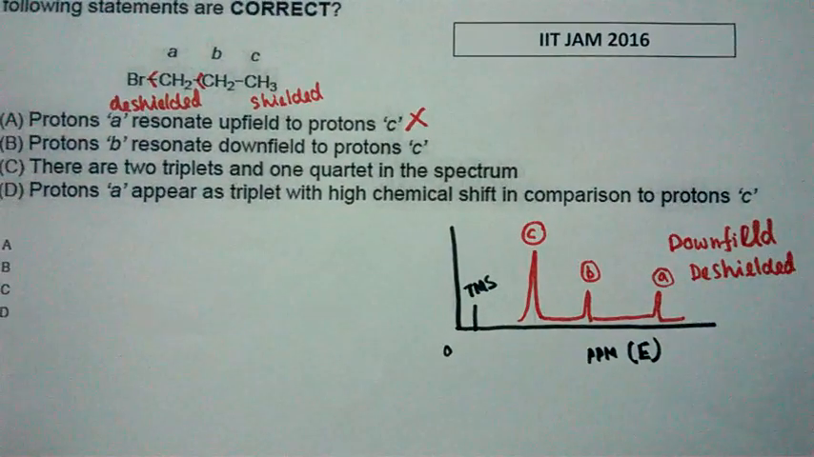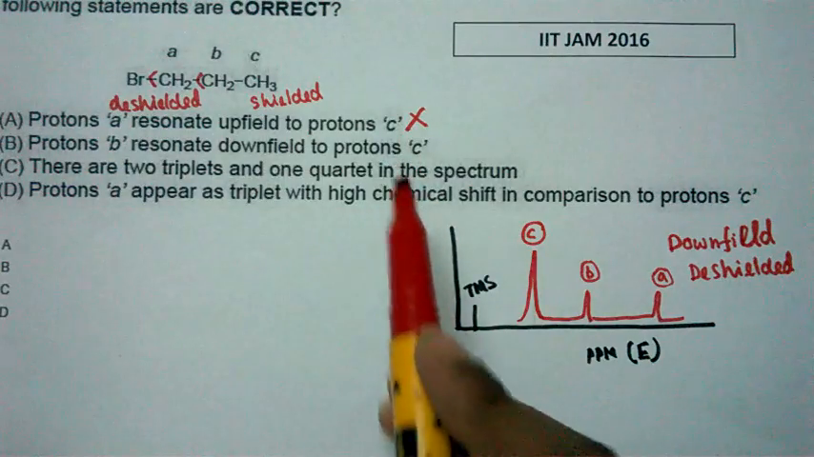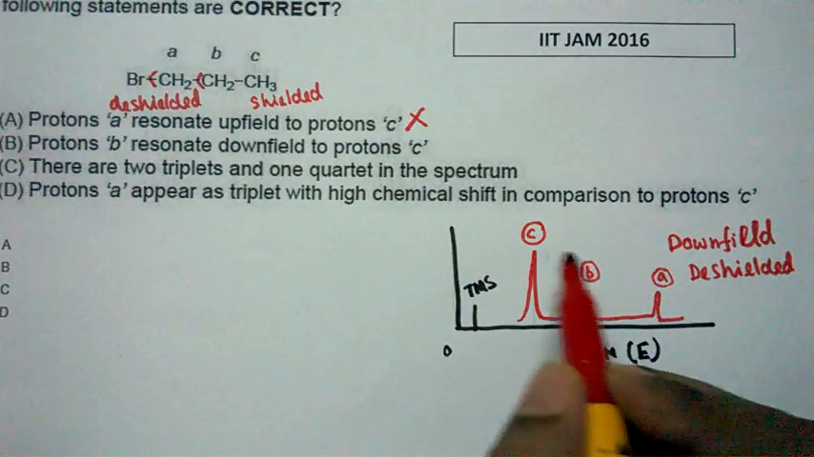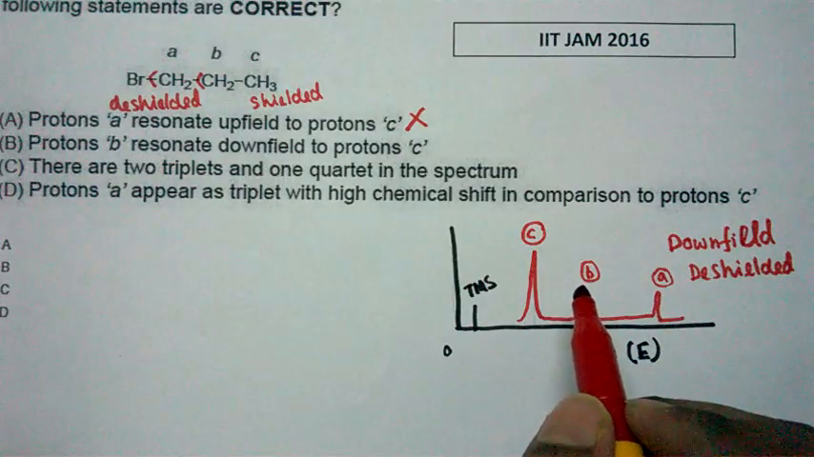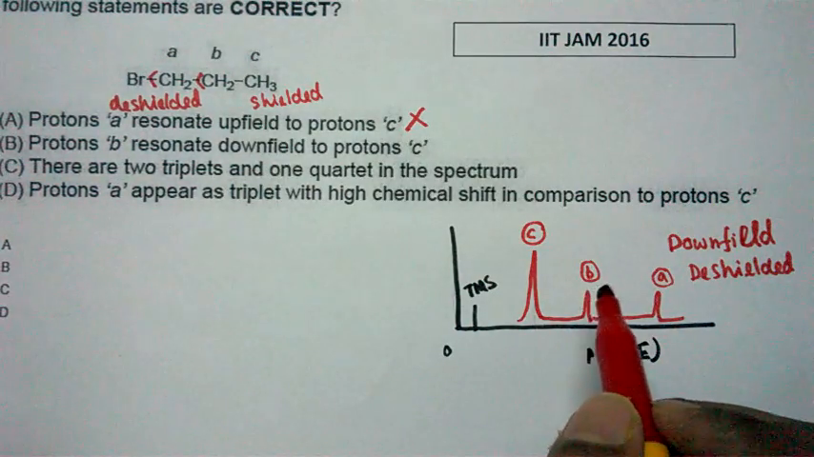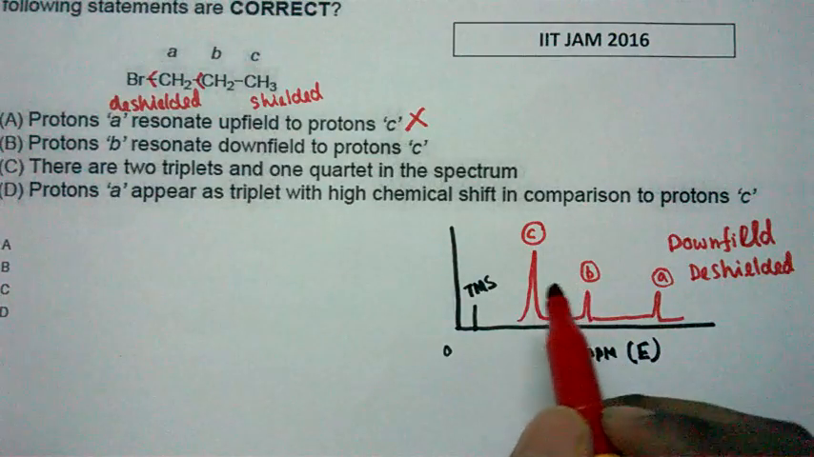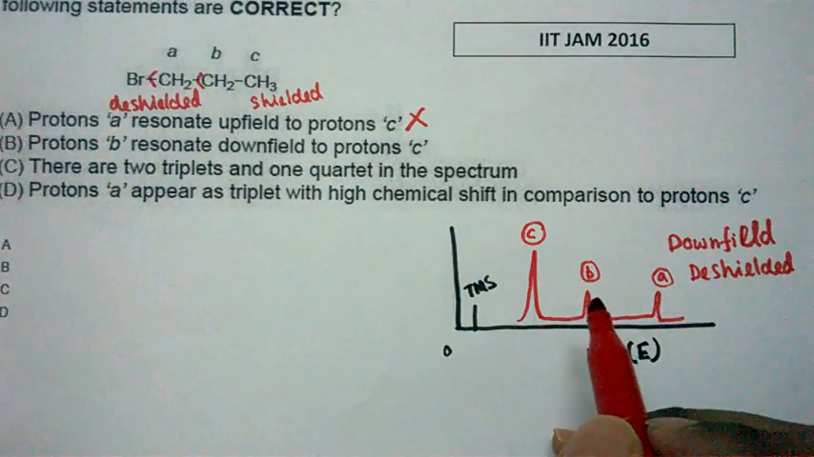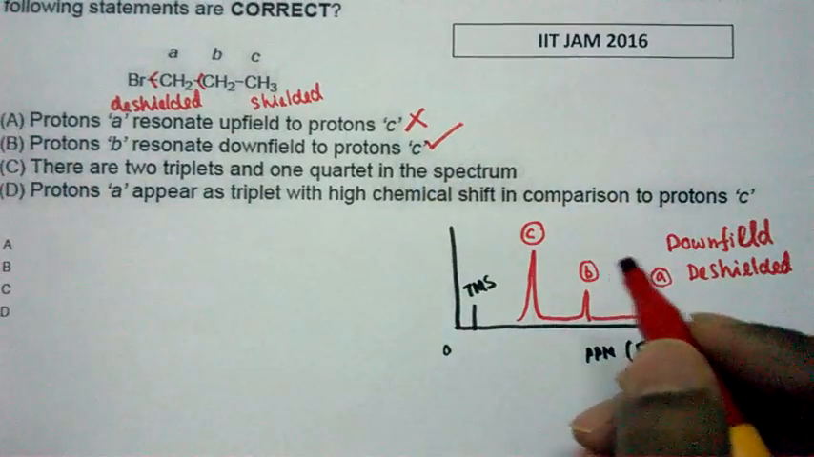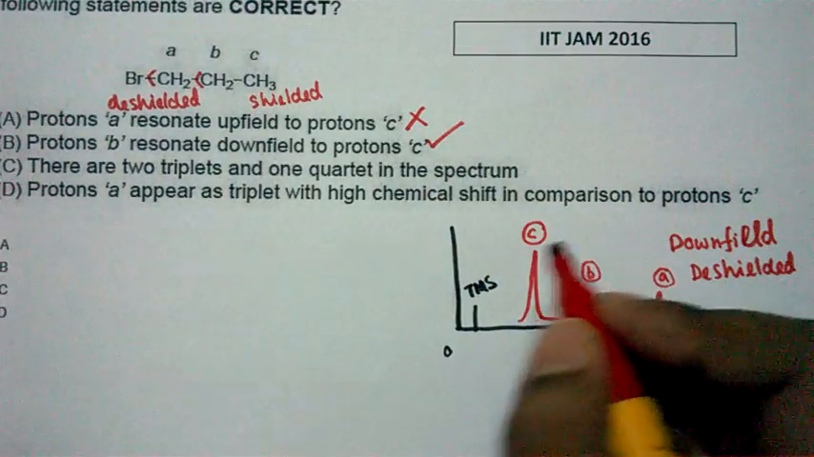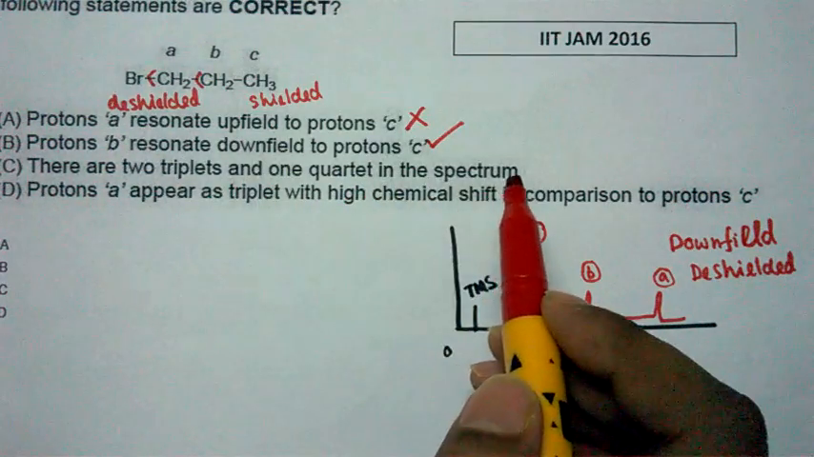Let's see the second option. Protons of B resonate downfield to protons of C. So B is downfield to C. From the spectrum, you can see B is really downfield to C because B is more de-shielded than C. So B should be downfield and C should be upfield. So this option is correct. Let's see whether the other options are correct or incorrect. There are two triplets and one quadruplet in the spectrum.